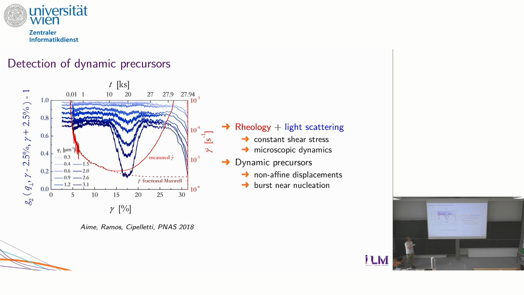And those blue curves are a measure of the local non-affine dynamics in the sample. And we see that this non-local dynamics has a big burst just when you're near this minimum and you have fracture nucleation. And so they call that dynamic precursors, of course, because what they measure is the dynamics. But my question now will be, what are the microstructural changes that are associated with this burst in dynamics? Can we actually visualize this?